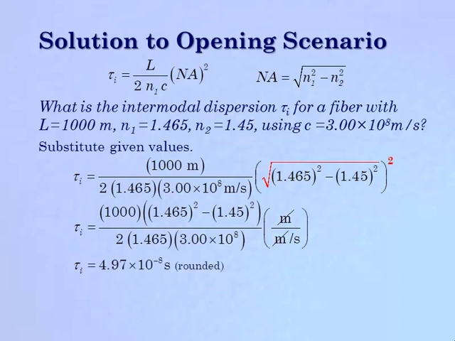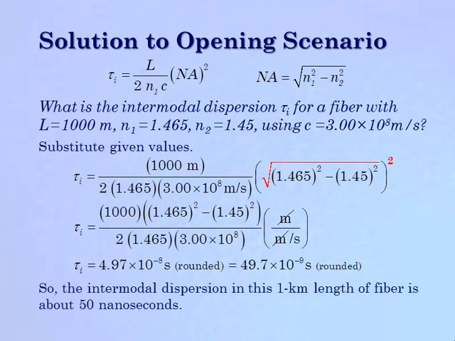So the result becomes 4.97 times 10 to the negative 8 seconds. More commonly, we'll be thinking of looking for nanoseconds, or 10 to the minus 9 seconds, so we might express this as 49.7 nanoseconds, or about 50 nanoseconds, is the intermodal dispersion for this length of fiber.